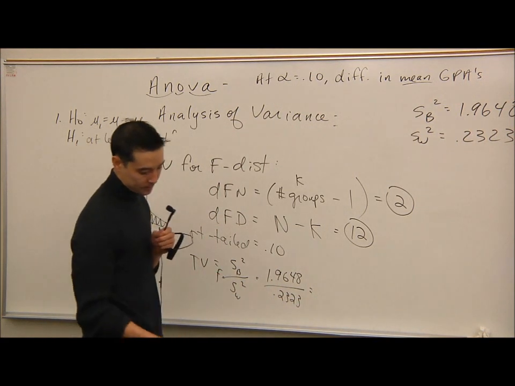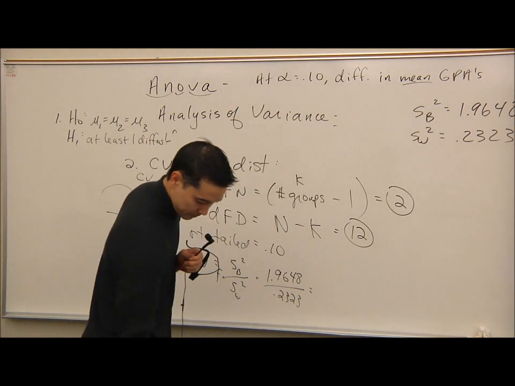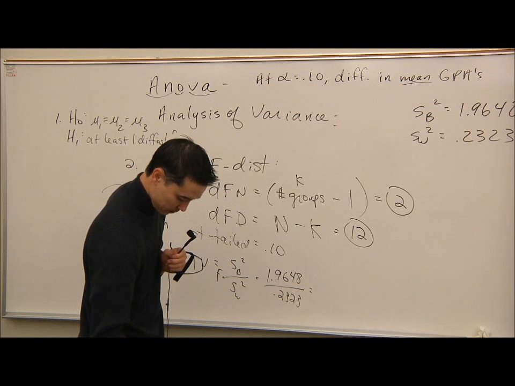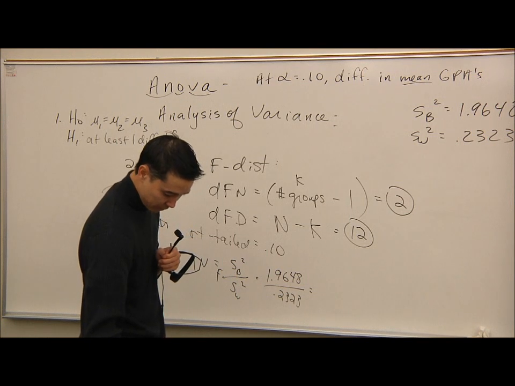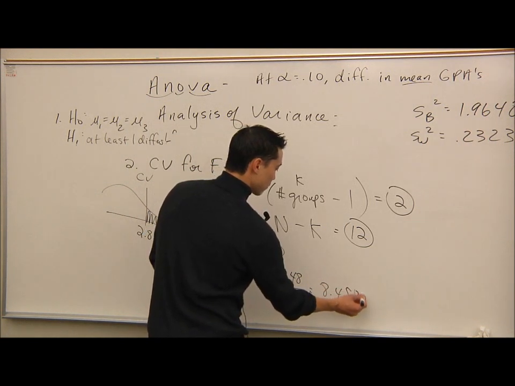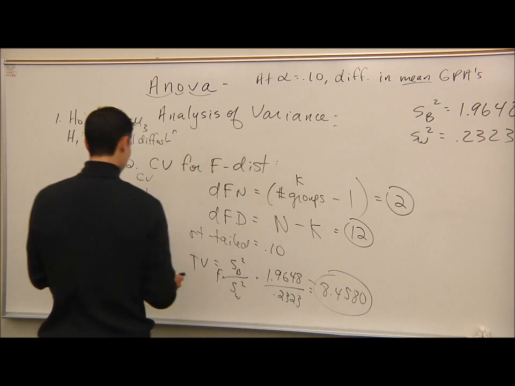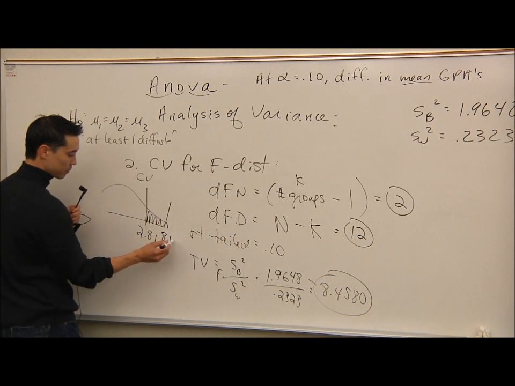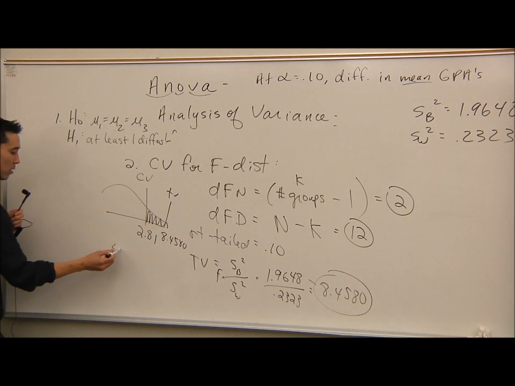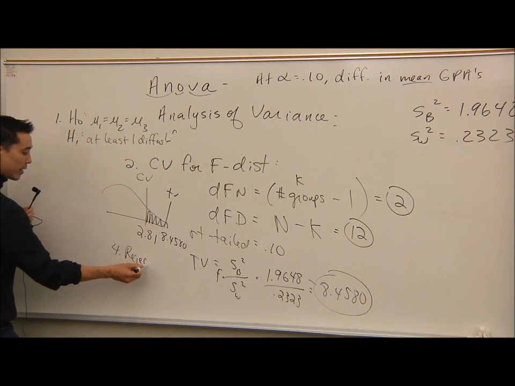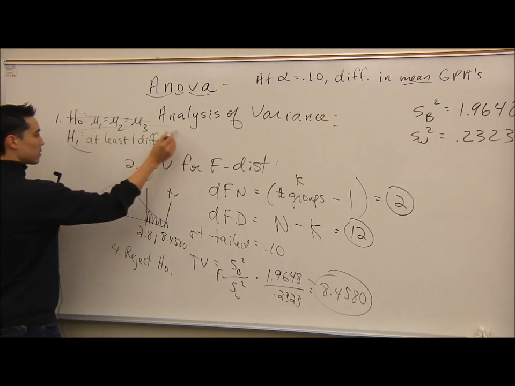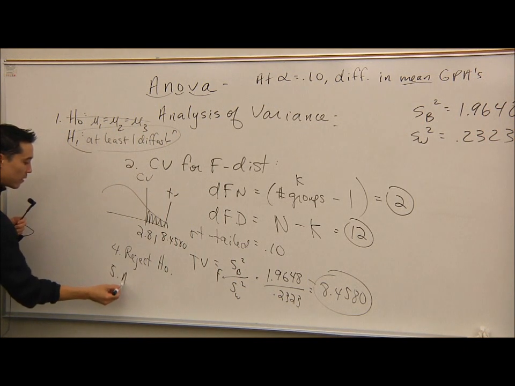And what do you guys get there? About 8.4580. Okay, so we're at 8 something, which is definitely in the rejection region. Okay, great. So step 4, reject H0. If I reject H0, what am I saying? One's different. At least one is different. Step 5, at least one differs.